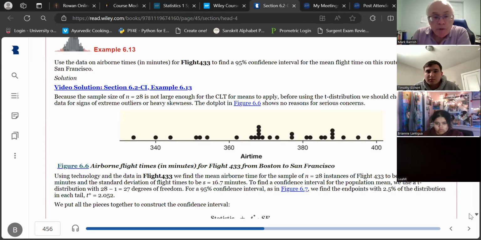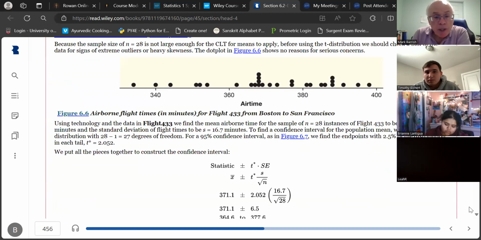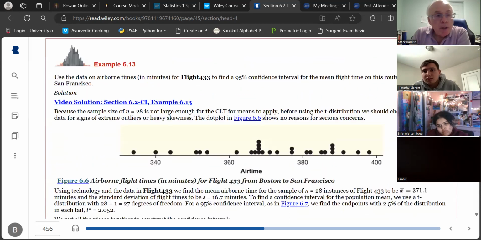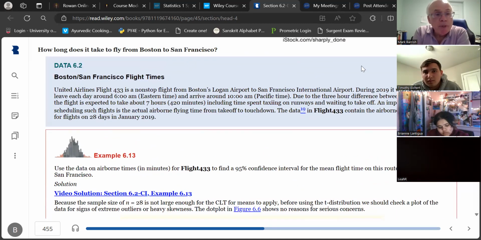Okay, let's see if I can find a good example here. Well, I guess we could do this one here. This would be fine. This problem has to do with a particular United Airlines flight that goes from Boston to San Francisco. Who knows if this flight actually exists? And this was before the pandemic, during 2019. It was scheduled to leave each day around 6, then arrive around 10. Due to the 3-hour difference between the time zones, the flight is expected to take about 7 hours, including time spent taxiing on runways and waiting to take off.